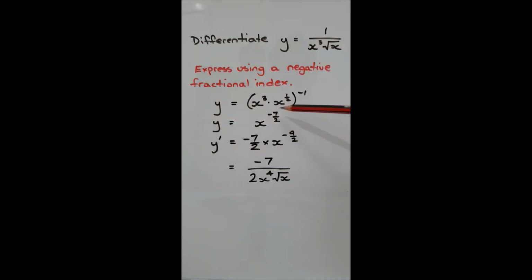We can now differentiate this using the usual methods. So y dash is equal to negative 7 over 2 multiplied by x to the power of negative 9 over 2. So subtracting 1 from negative 7 over 2, we get negative 9 over 2, which is negative 4.5. Now that's a negative index and a fractional index. So we can express this using a surd and in fraction form with a positive index. So y dash is equal to negative 7 all over 2 times x to the power of 4 times the square root of x.